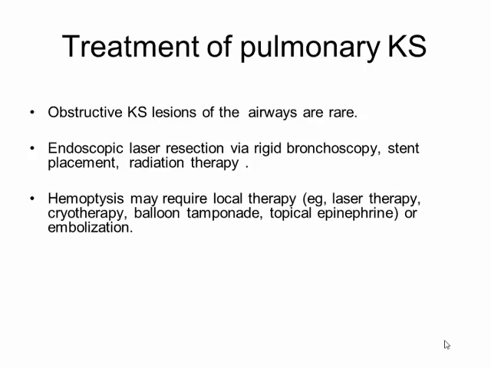Treatment of the obstructive endobronchial lesions: they can do any endobronchial lesion, any obstructive lesion, laser, rigid bronchoscopy, radiation or laser, or if it's big, stent. Hemoptysis may require local therapy, laser, cryo, balloon, if it's severe. So it's not specific for that particular indication.